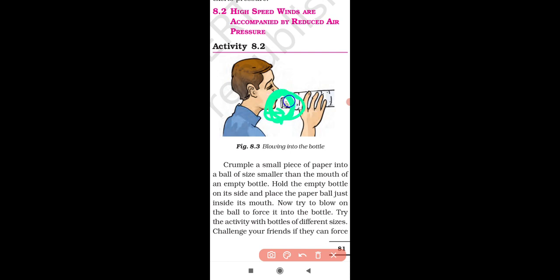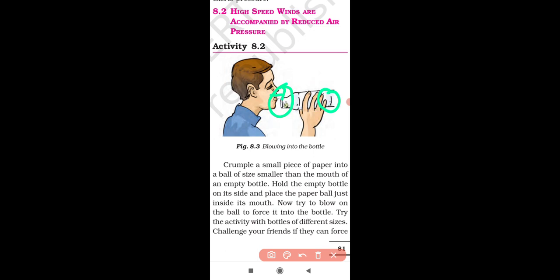Here in this region the air pressure is lower, but the air pressure in this region inside the bottle is higher. The air pressure in the neck of the bottle is lower. Let me repeat it. The air pressure due to the fast moving air from our mouth will get lowered in this region, but the air pressure in this region remains higher.